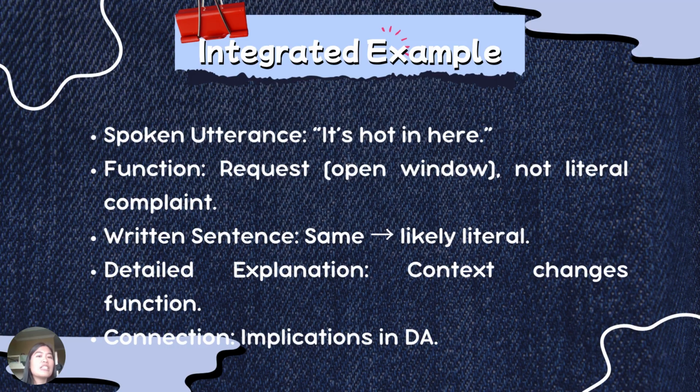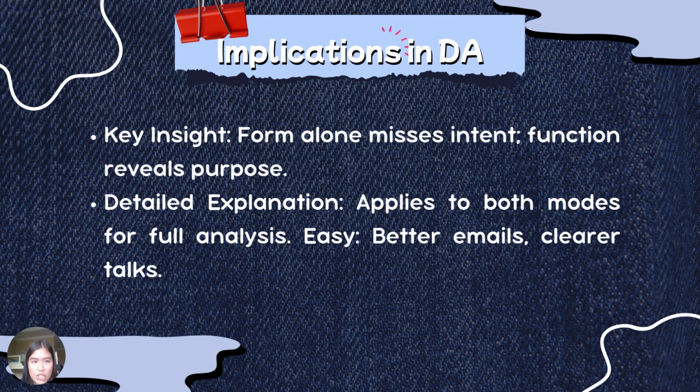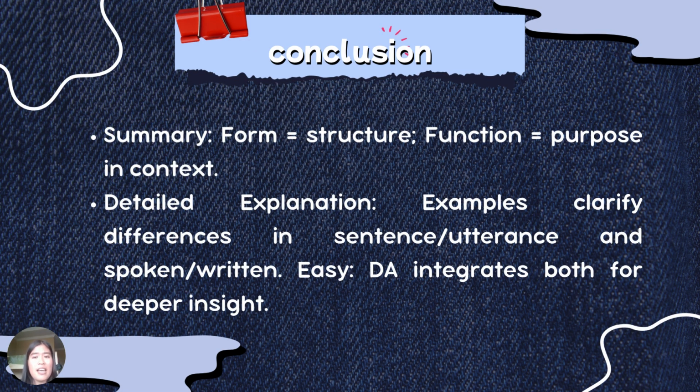So the next example: it's hot in here. The function is to request, not merely complain. Written, the sentence is the same, but literally it can change function. So the implication in discourse analysis is that form alone misses the real function, which revolves around purpose, applied to both modes for analysis, easy to apply to better emails, clearly taught. So the conclusion: form is structure and function is purpose in context. Examples clarify the difference between sentence and utterance, spoken and written. Discourse analysis interrogates both for deeper insight.